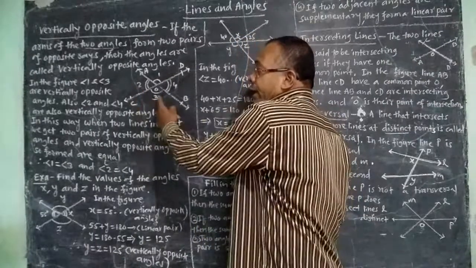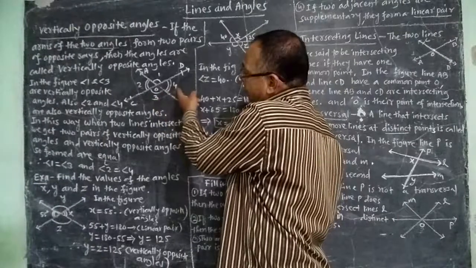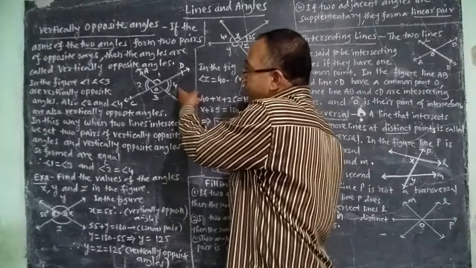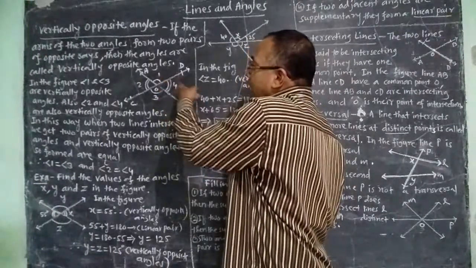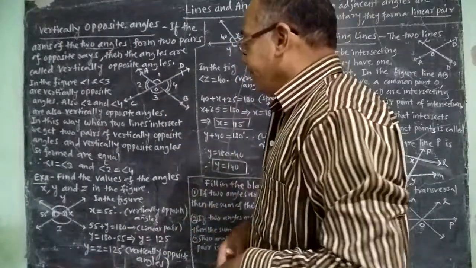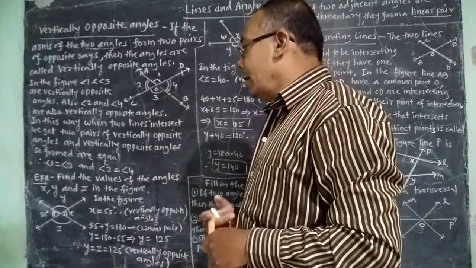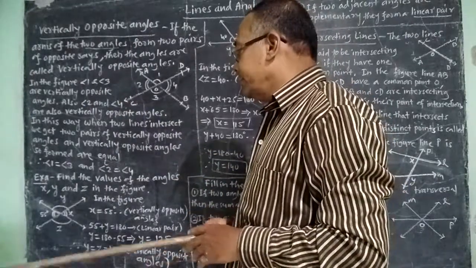Also angle 2 and angle 3 are a linear pair of angles. Angle 3 and angle 4 are also a linear pair of angles. Angle 1 and angle 4 are also a linear pair of angles. In this way, we have seen the vertically opposite angles.